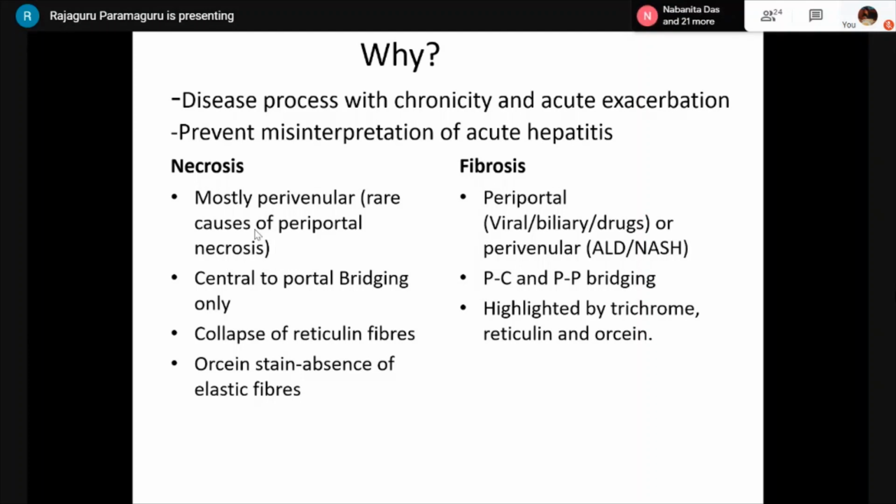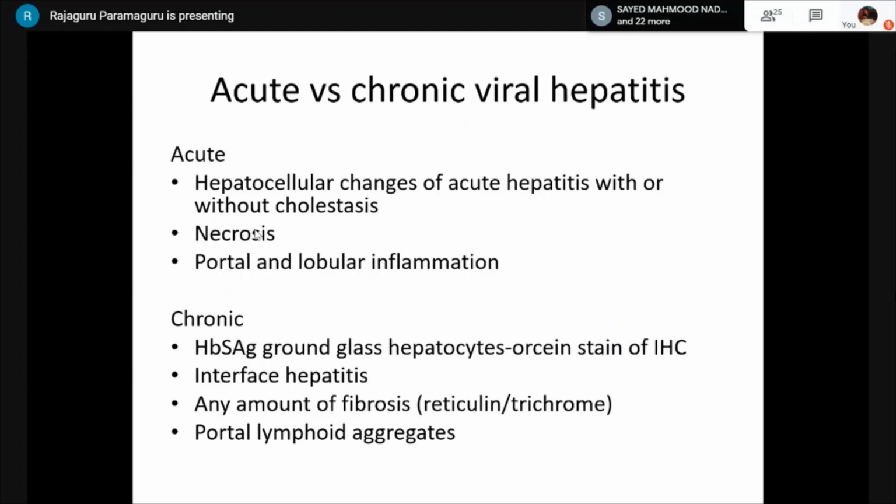And it can be a portocentral or a portoportal bridging. It can be highlighted using the trichrome stain, reticulin, and Orcein, which will show the presence of elastic fibers. In necrosis, they will be absent; here they will be present. So this is how we will be able to differentiate between a necrosis and a fibrosis. This is very important from the clinician's point of view. So we have to differentiate both necrosis and fibrosis.